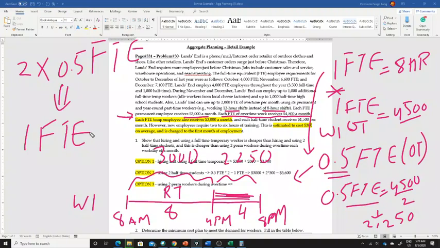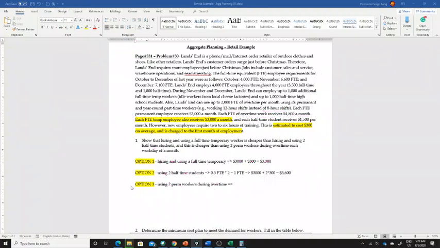So which means 2,250 multiplied by 2, which is going to come across as $4,500 a month. So that's why for option 3 we end up having $4,500 per month as the overtime cost, right?